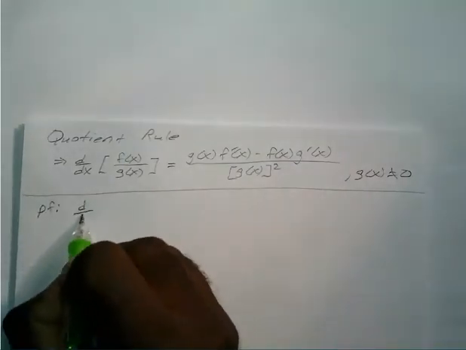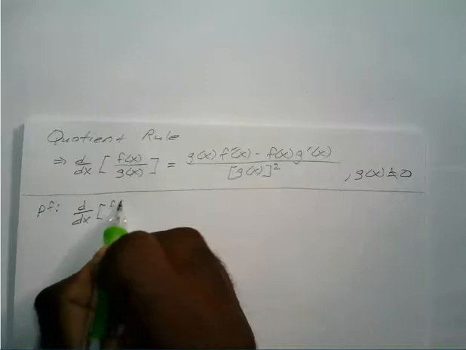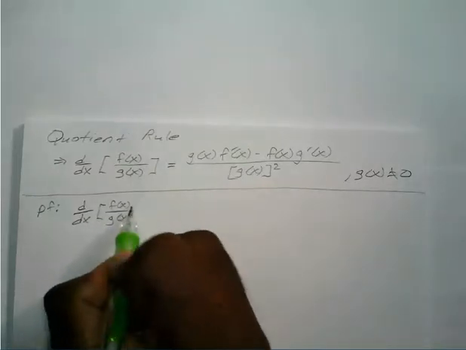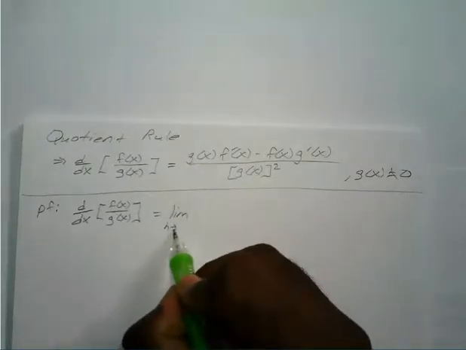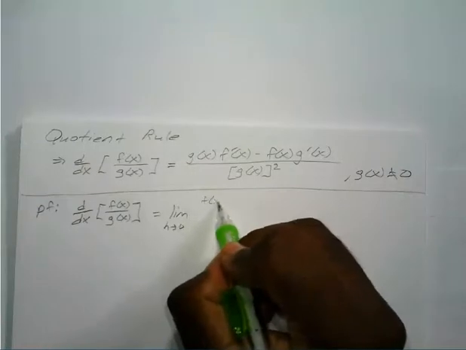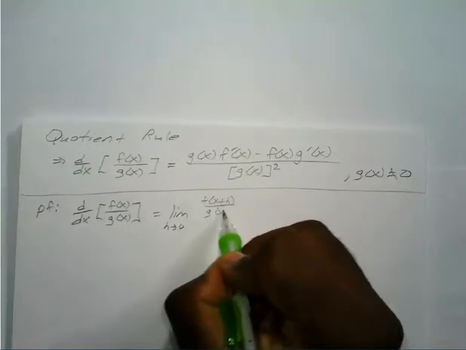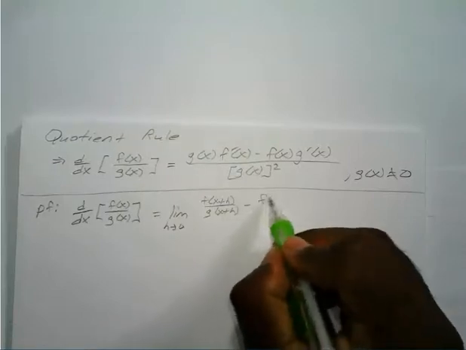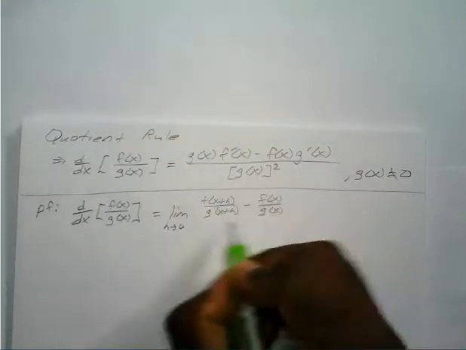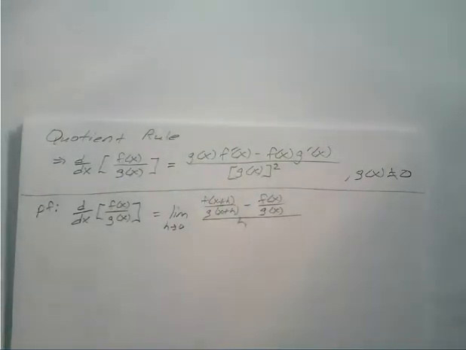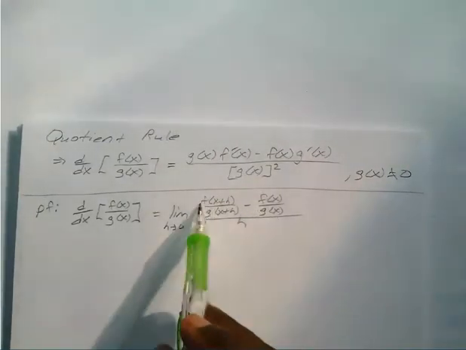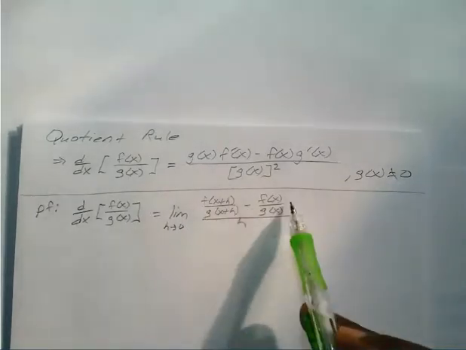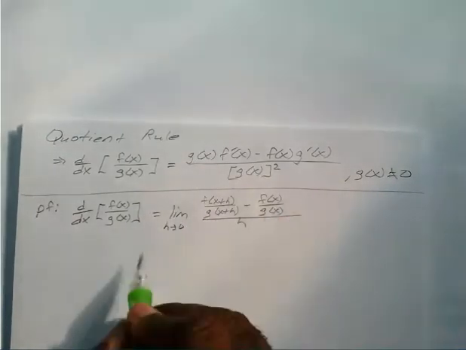Okay, so we have our derivative of f of x over g of x, which is equal to the limit as h approaches 0 of f of x plus h over g of x plus h minus f of x over g of x all over h. Okay, so let's go ahead and get common denominators in your numerator. So we're going to multiply the first term by g of x over g of x, and this term over here by g of x plus h over g of x plus h.